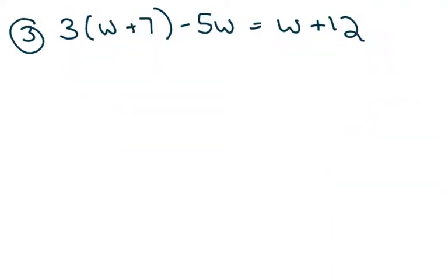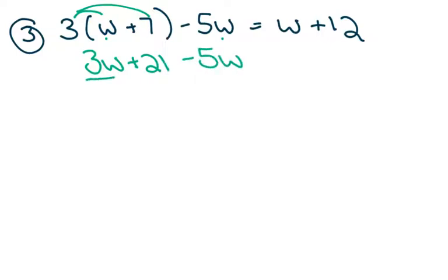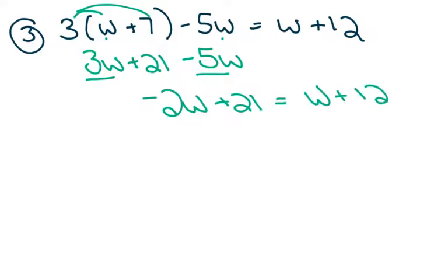Third example, this time we've got letters on both sides. In fact, on this left-hand side, we have w's in 2 different spots. So I'm going to distribute first. 3w plus 21 minus 5w. Since I've got these w's on the same side, I'm going to combine them. So 3w minus 5w gives me negative 2w plus 21. We haven't done anything over here on the right side, so I'm just bringing down my w plus 12.